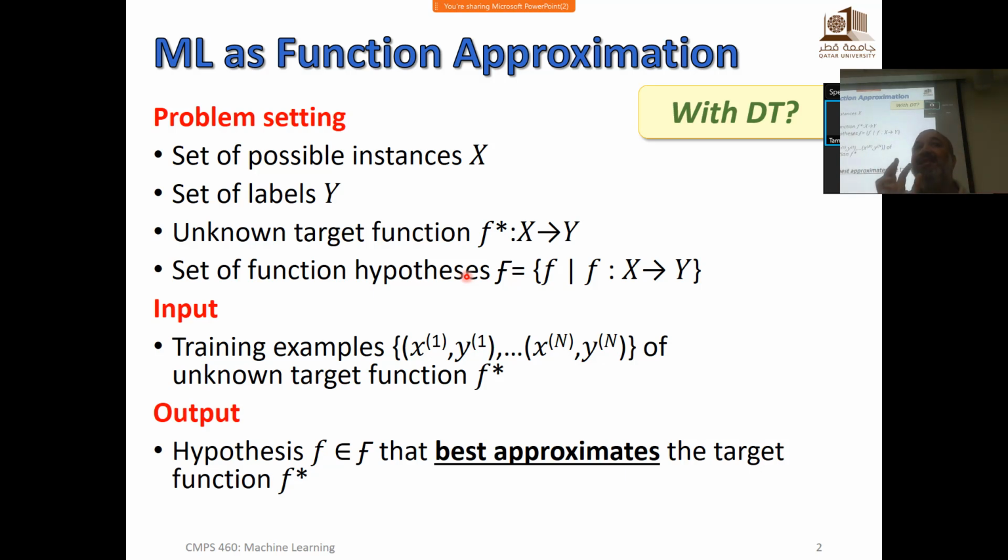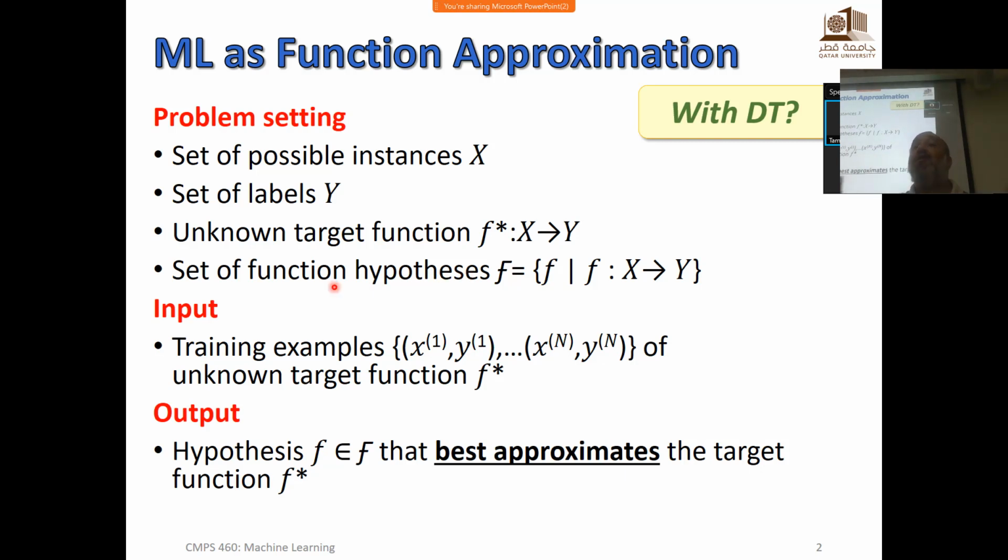That's in general. In decision trees, what is the space? Space of what? What do we learn in decision trees? The model is represented as what? As a tree, right? The model is a tree, right? So the set of function hypotheses here is the set of all possible trees. Set of all possible trees. Okay? That's if we are talking about decision trees in particular.